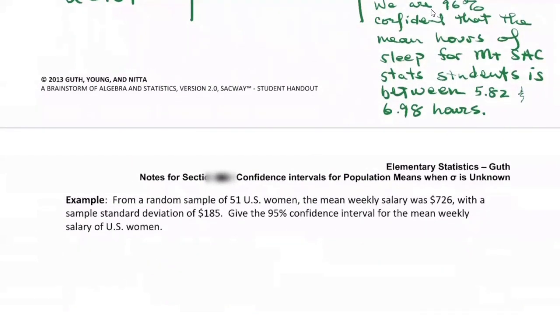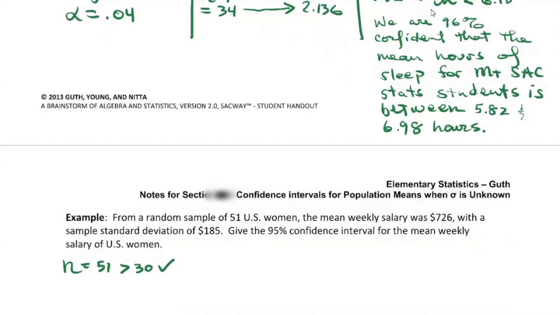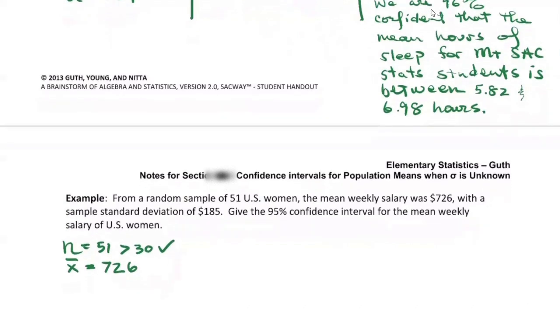So on this one, it says we got 51 women. Fine. N is 51, which is bigger than 30, so check mark. The mean weekly salary is $726, so X bar equals 726. With the sample standard deviation, S equals $185. I like it when everything's a whole number. Now it says give a 95% confidence interval.